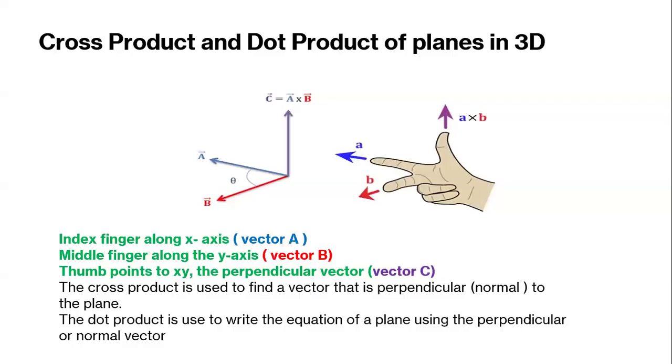Here we have a diagram to show the vectors. We could use our fingers: our index finger is on the x-axis, which represents vector A. The middle finger is on the y-axis, which represents vector B. And our thumb up is our perpendicular vector, which represents A times B. And here is our angle.